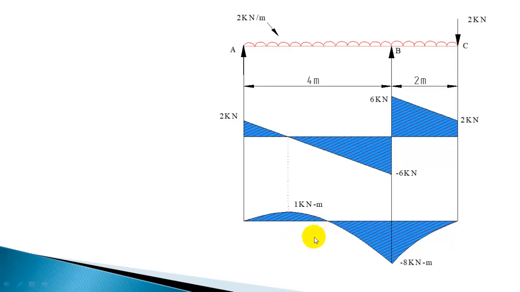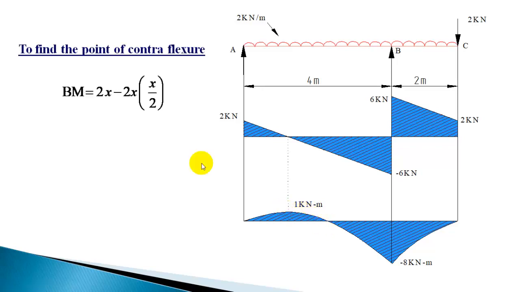You can write down the equation and calculate. So you have to write down the bending moment equation for this section, that is section AB, and equate it to 0 to get this point. The bending moment equation for the section AB you have already written, because this point is coming in the section AB. So the bending moment equation is already known, 2x minus 2x into x by 2. Now equate this to 0 to get the point of contraflexure.